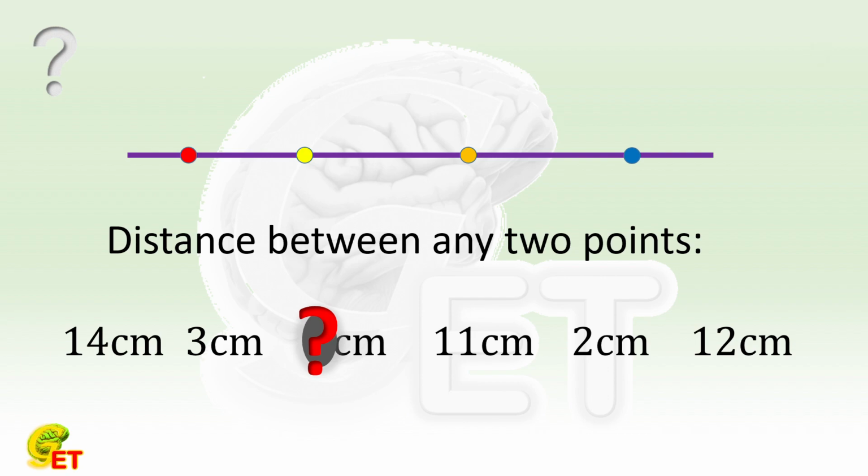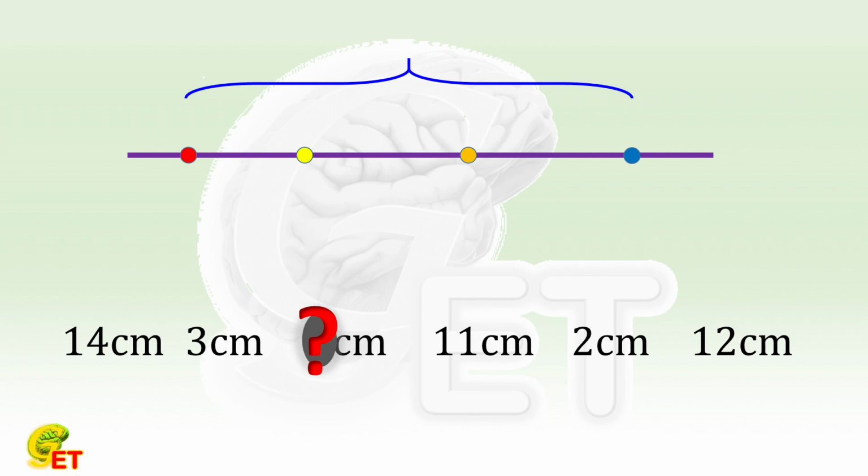Let's first take a look at the longest distance. It must be between the first point and the last point. The first possibility is the largest number in the clear ones, the 14 centimeters. And the other possibility is the blurred one. Let's first check if it's possible to be the blurred one.